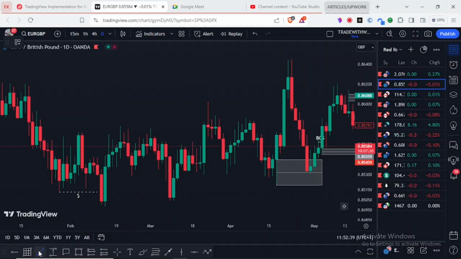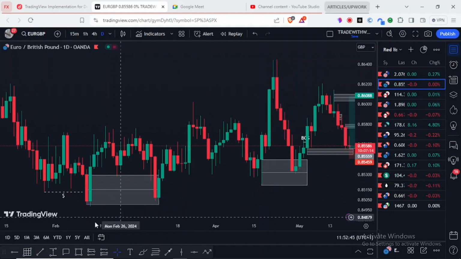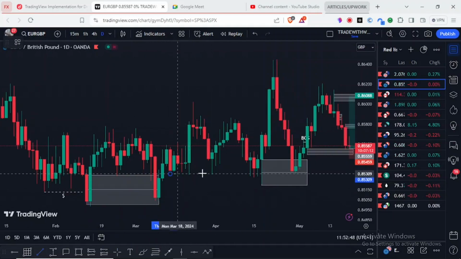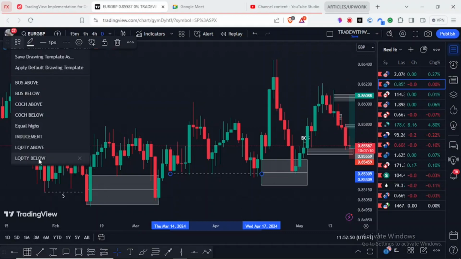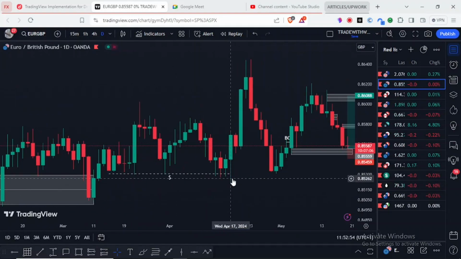Then there is a mitigation of this candle. Right. That one is clear. Now, where is the next liquidity? This is the next liquidity. And has it been grabbed? Yes, of course. How? With this wick. Let me clear that. You can see this wick has grabbed the liquidity.